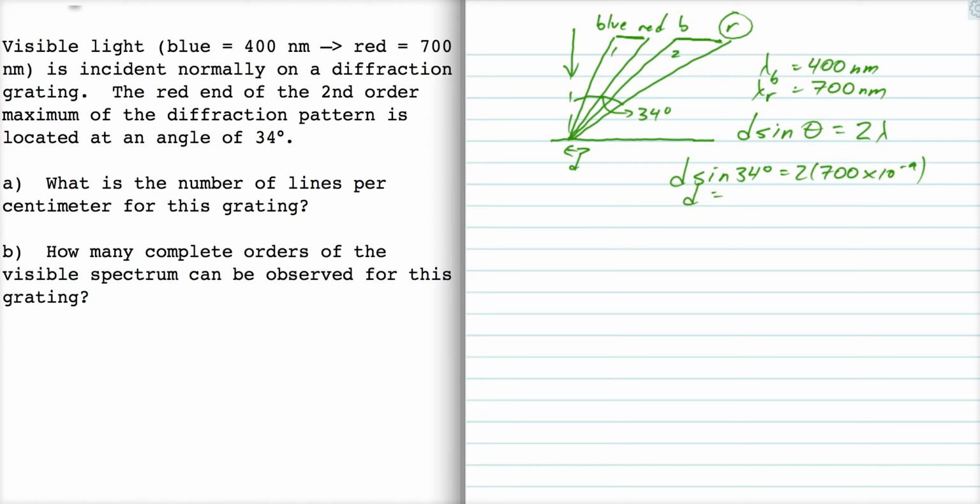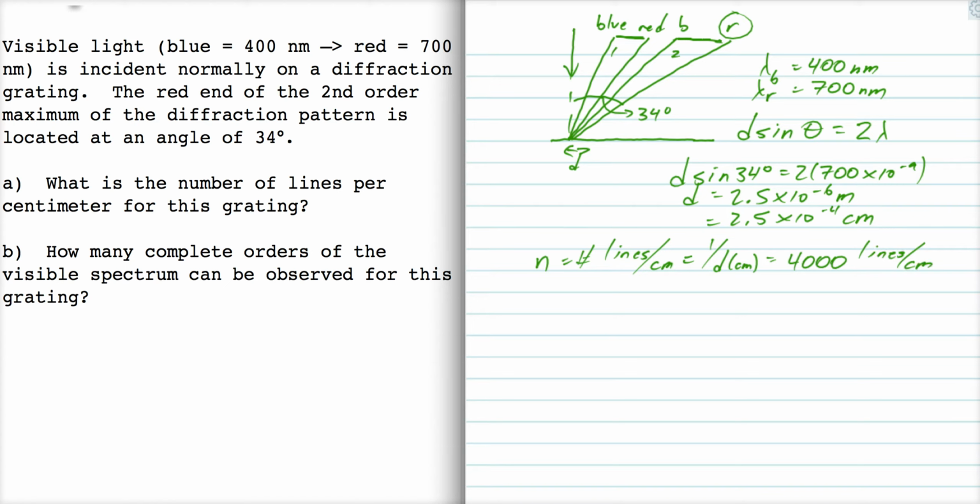If I solve for d, I get 2.5 times 10 to the minus 6 meters, which is 2.5 times 10 to the minus 4 centimeters. Now if I want the line density, n, the number of lines per centimeter, that's just 1 over d in centimeters. So that's 4,000. Okay, so there's part A of this.